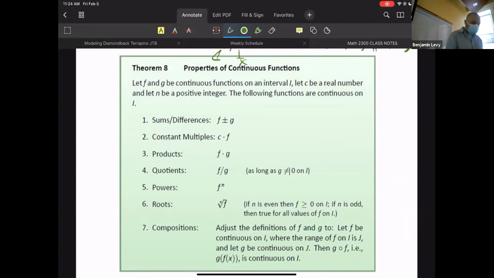What this is basically saying, let's just read what the definition says, is if we have two continuous functions, called f and g, and they're continuous everywhere on some interval, then the following functions are also continuous on the same interval. So if we have two continuous functions and we add them together or subtract them, or we multiply a continuous function by a constant, it stays continuous. If we multiply continuous functions together, they stay continuous. If you divide continuous functions, they stay continuous. So it's just saying that if you have a continuous function and you manipulate it a little bit in these specific ways, it'll still be continuous.